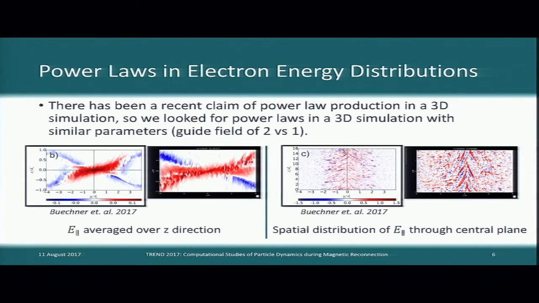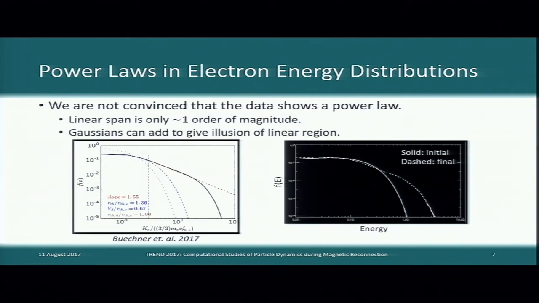On the left, we have E parallel averaged over the Z direction. E parallel would be E dotted with the magnetic field. And then on the right, we have the spatial distribution of E parallel through the central plane, which would be X equals 0 for our simulations. And we see that our figures are pretty similar to the other simulation.